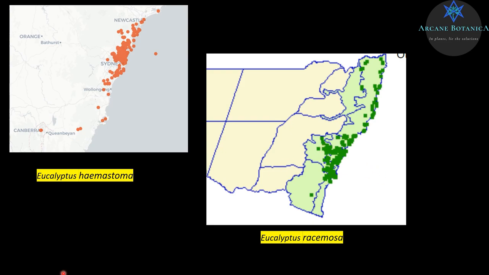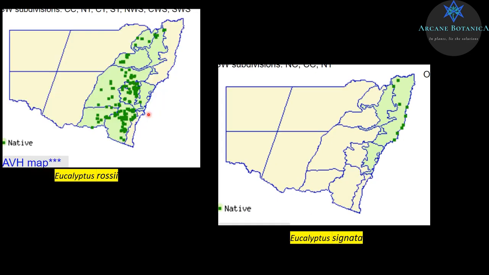Just the way it goes, whether they were racemosa or rossii or who knows. Just check out rossii. It's got a very inland distribution. So if you're out here and you're getting a scribbly gum, it's automatic rossii. You can't call it hemostoma. You can't call it signata. You're out here, so that's the inland scribbly gum. Small fruits, sort of different juvenile leaves, and generally west of the Blue Mountains.